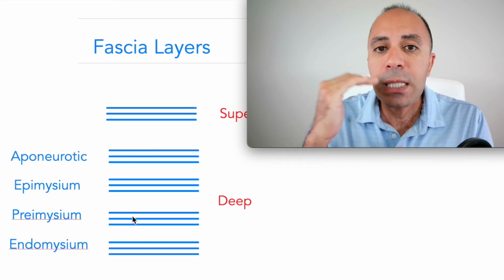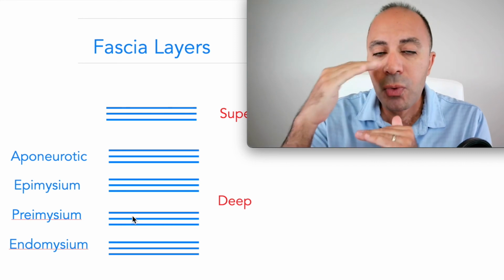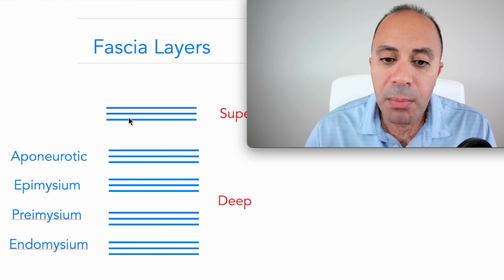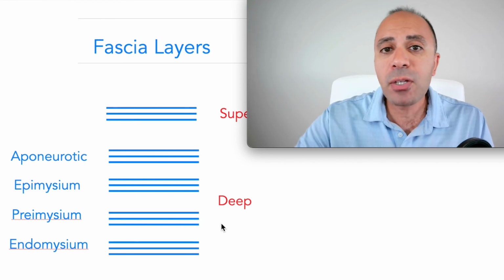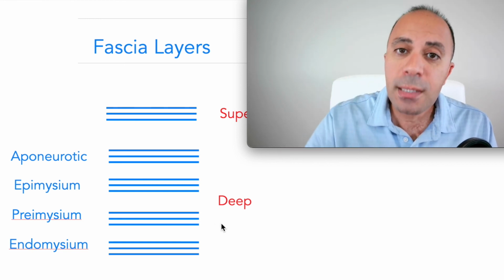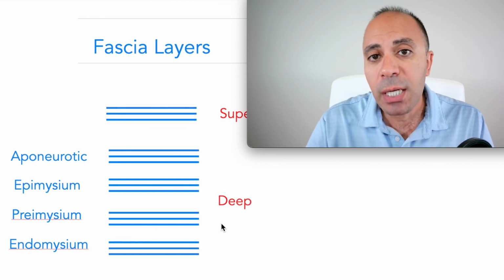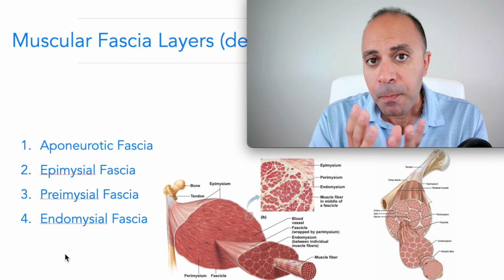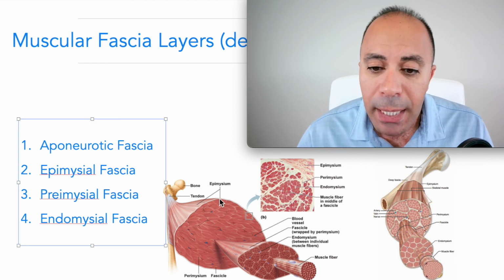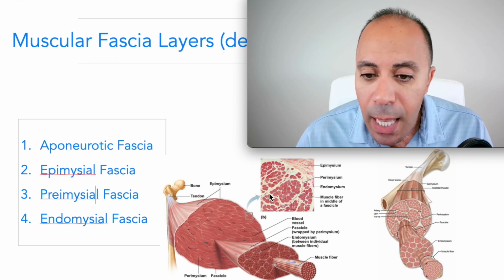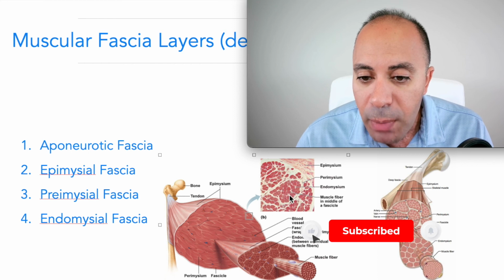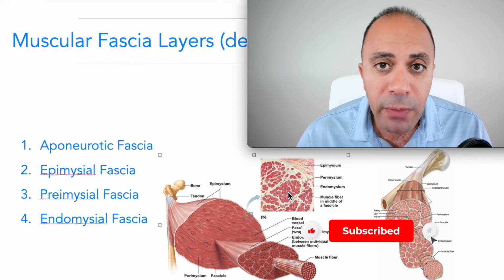Each of these layers is divided into 2 to 3 subcategories, 2 to 3 layers on top of each other, and the deep layer is divided into 4 subcategories: the aponeurotic fascia, wrapping a group of muscles. Then we have the epimysium, wrapping each individual muscle. Then the perimysium, wrapping a bundle of muscle fibers. And at the end, you have the endomysium, wrapping each individual muscle fiber.